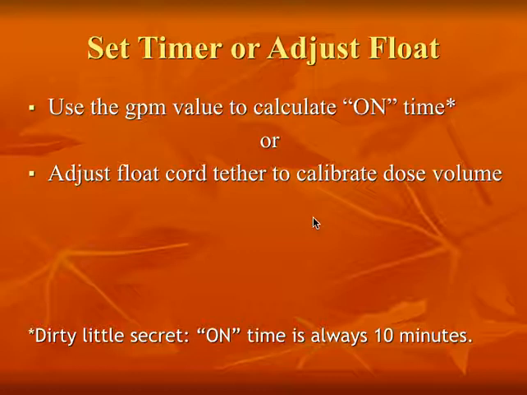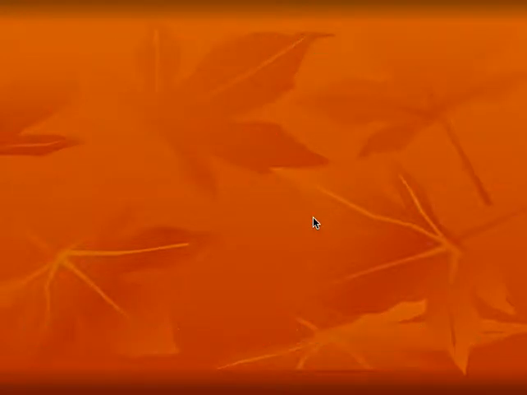So for instance, a 480 gallon a day system divided by 12 equates to a 40 gallon dose. And so we want to set that float tether on a demand dosed system to 40 gallons per dose.